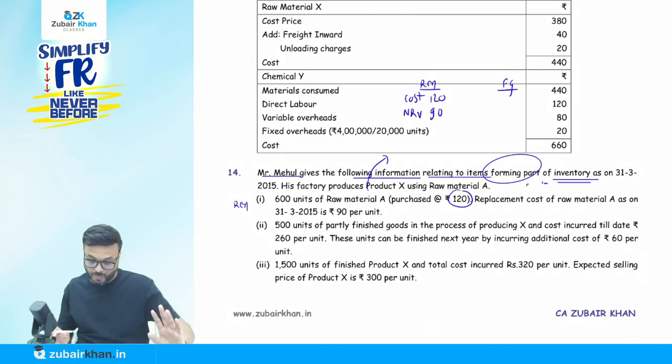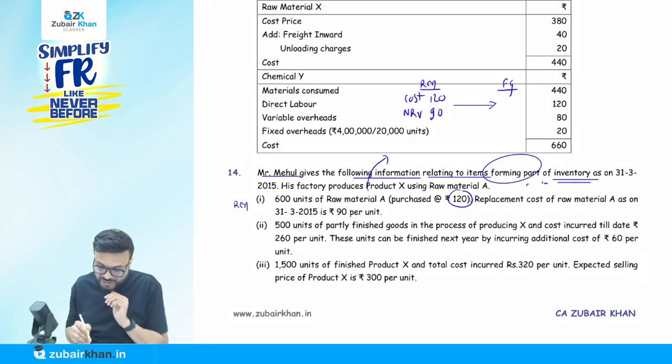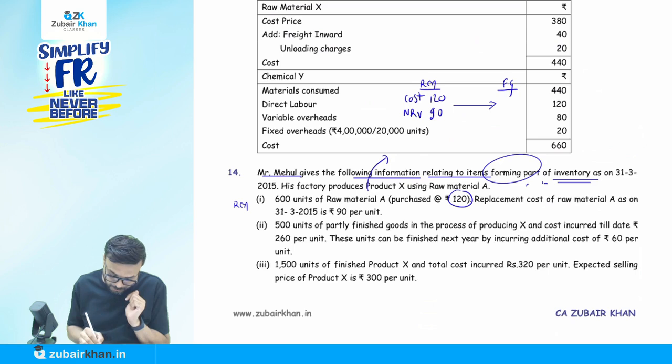Don't just say lower is 90. Okay, so what we have to do here is go to finished goods. The second point says 50 units of partially finished goods. Partially means what? WIP. I will discuss them later. Let's come to the third point: 1500 units of finished goods. This is the finished goods. I will come to WIP.